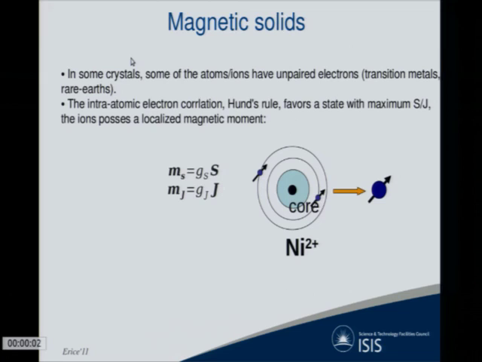In general, and this is very simple, and I apologize to some of you that maybe have a lot of knowledge in this area, in crystals some of the atoms and ions have unpaired electrons, typically transition metals or rare earth ions. And the intra-atomic electron correlation, Hund's rule, always favors a state which has a maximum S or J, whether S or J is the relevant quantum number. And you have a magnetic moment in such a case which is proportional to the spin or to the total angular momentum and related by the Landé factor.